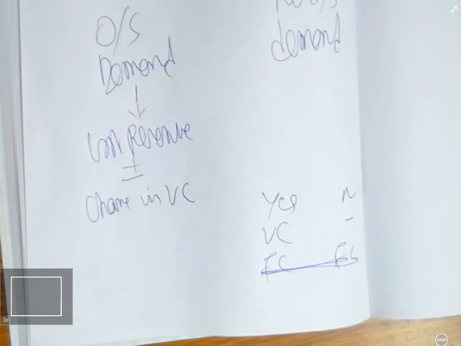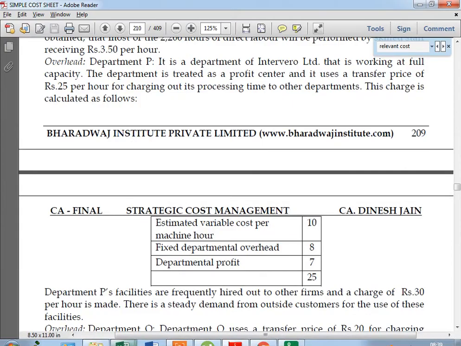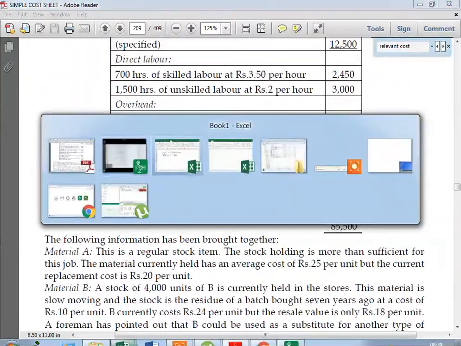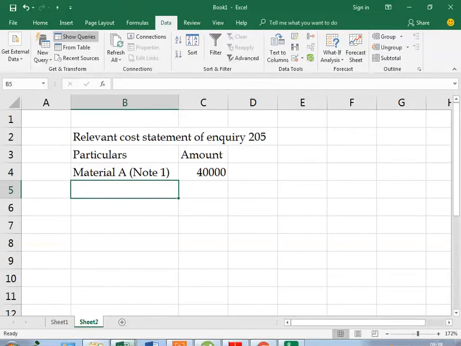Only variable cost. Now, in the problem, write department P, whatever note number, department P, write the note number.